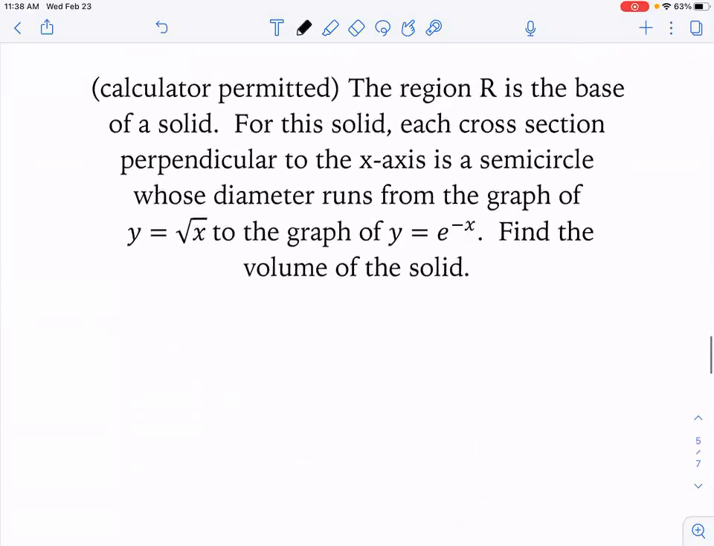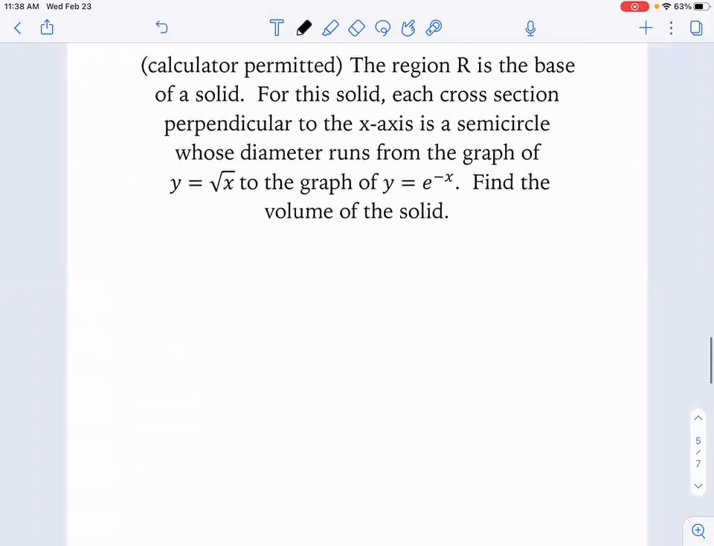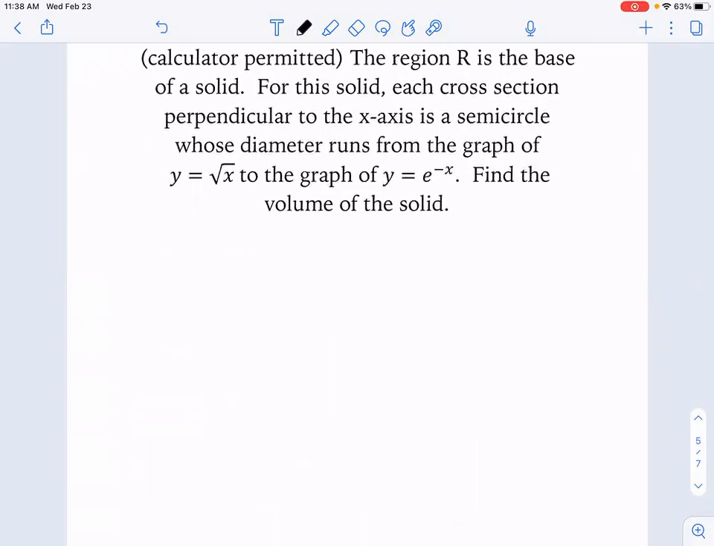All right, we're going to do one more. In the next 5 minutes. We are going to take the graph y equals square root of x and the graph y equals e to the negative x, and we are going to have semicircles.